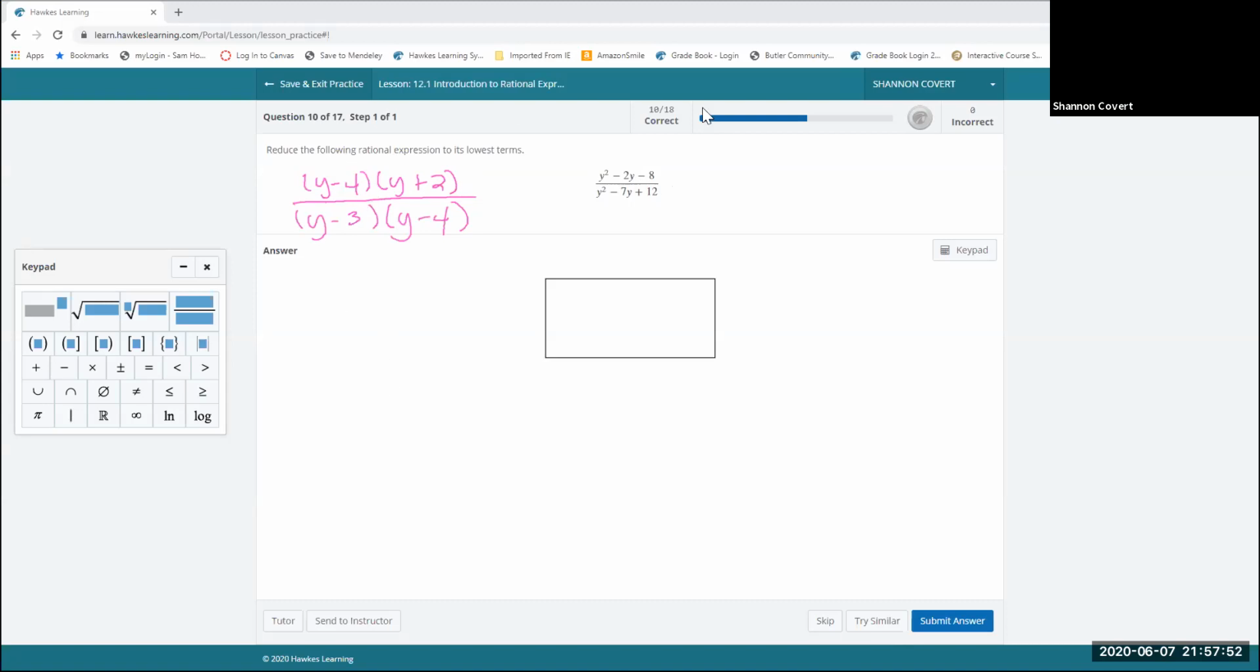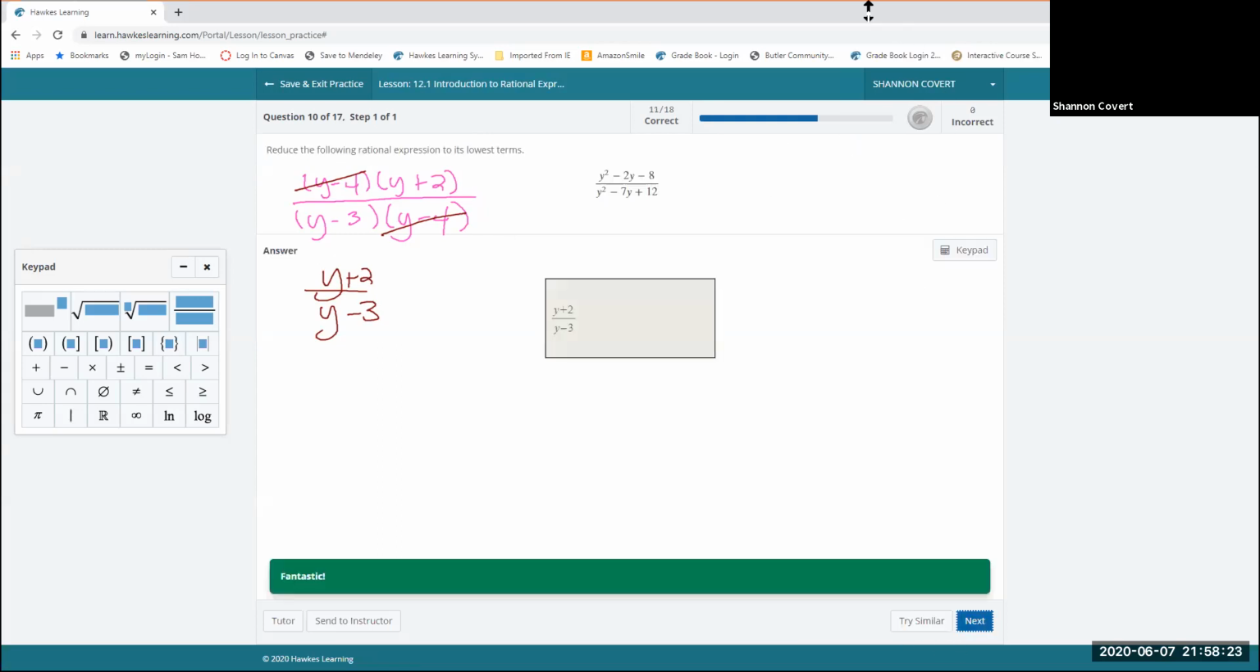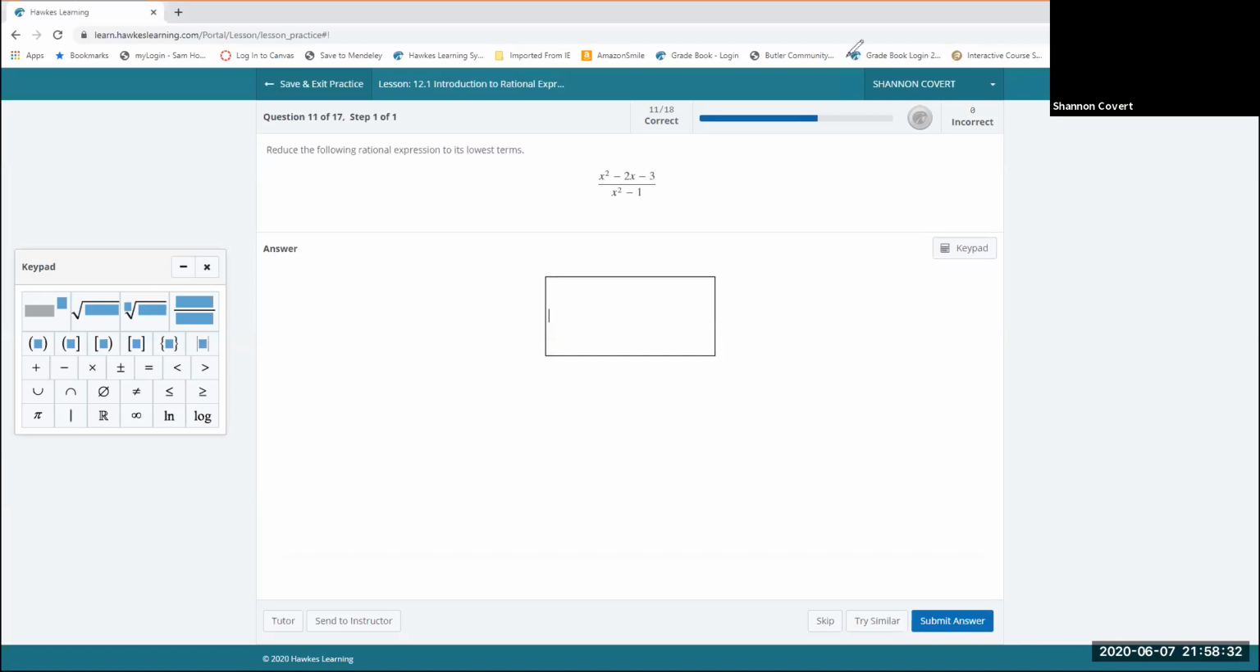Then I look at my problem and see what is it I have that I can eliminate. And I have a y minus 4 in the numerator and a y minus 4 in the denominator, which leaves me with y plus 2 over y minus 3. So that's what I'm going to type in that box. y plus 2 over y minus 3. And green bar means good. So clear those drawings. Move to the next problem.